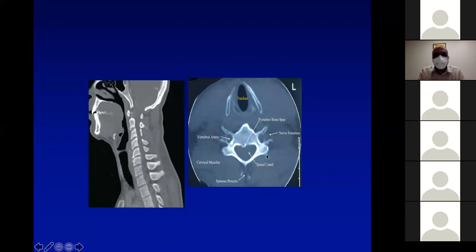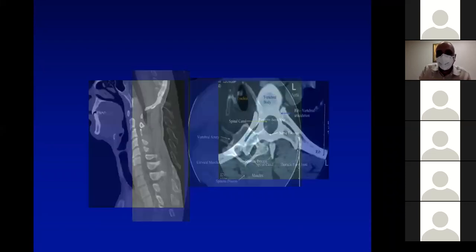How do you identify that this is a cervical vertebral body? You identify it when you see a foramina for the vertebral artery. That foramina for the vertebral artery is only in the cervical vertebral bodies and not in any other vertebral body.